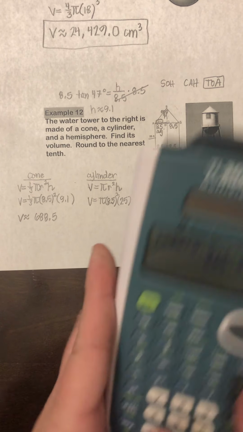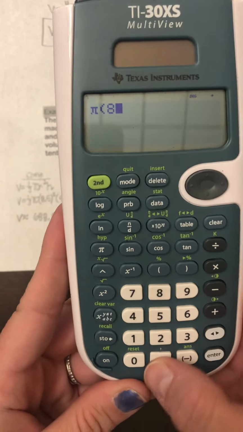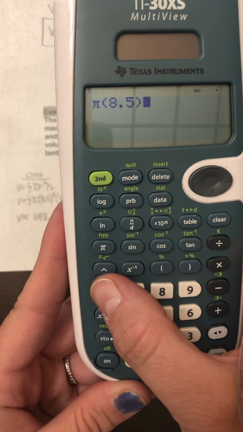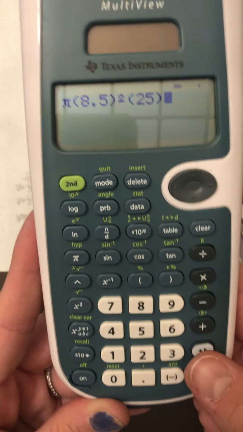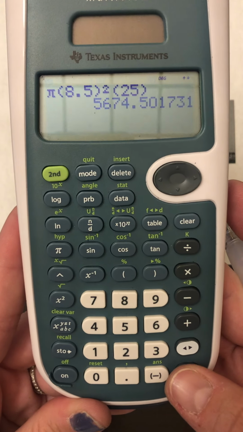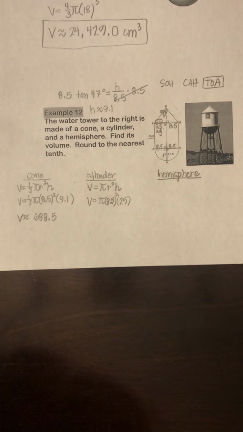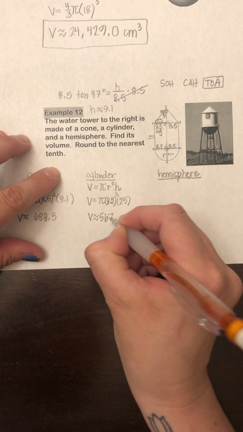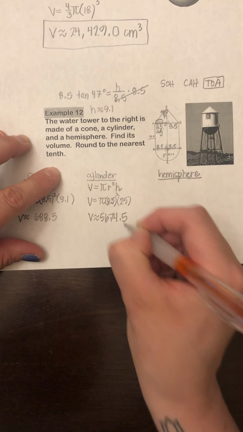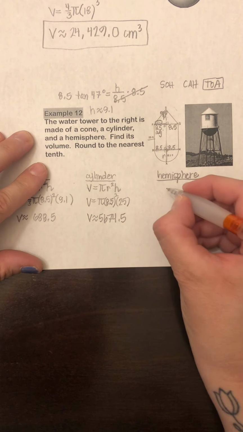Okay, so we're gonna plug that into the calculator. So we have pi times the radius, which is still 8.5 squared, times the height of the cylinder, which was 25 feet. And so we're gonna get 5,674.5. Okay, last part here, hemisphere.